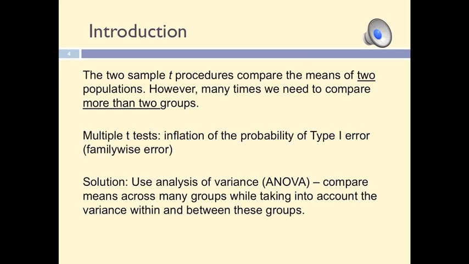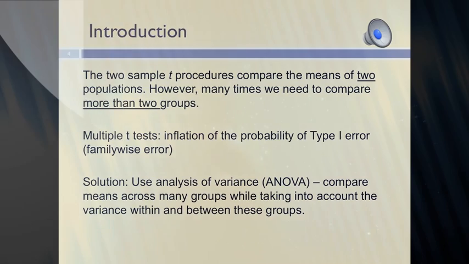Furthermore, ANOVA analyzes the variance. This is where the name comes from. The variance, or how spread apart individuals are within each group, as well as between the different groups. There are many types of analysis of variance. In this presentation, we will discuss the simplest type of ANOVA, which is called a one-way ANOVA.